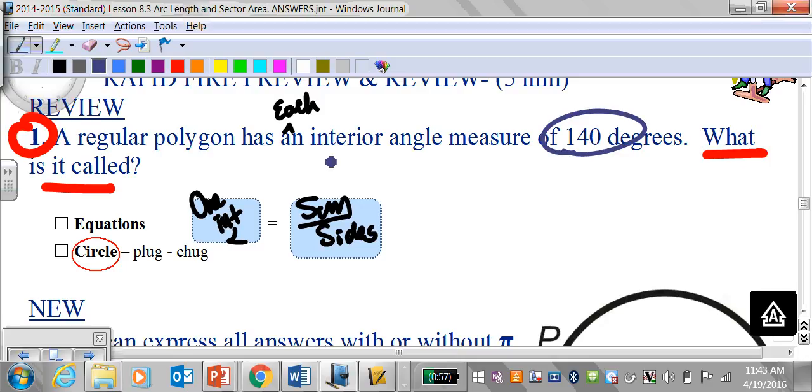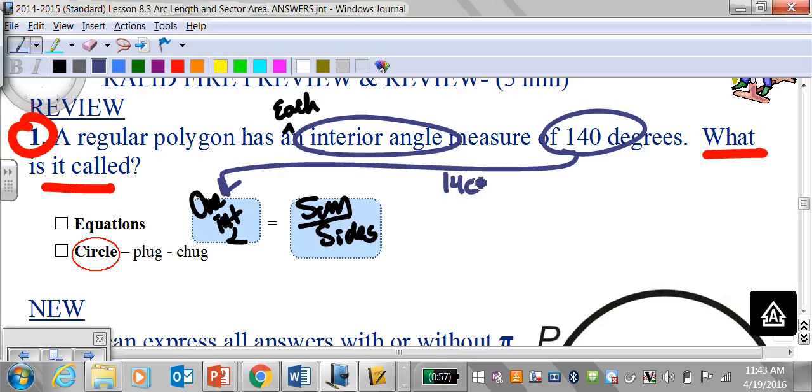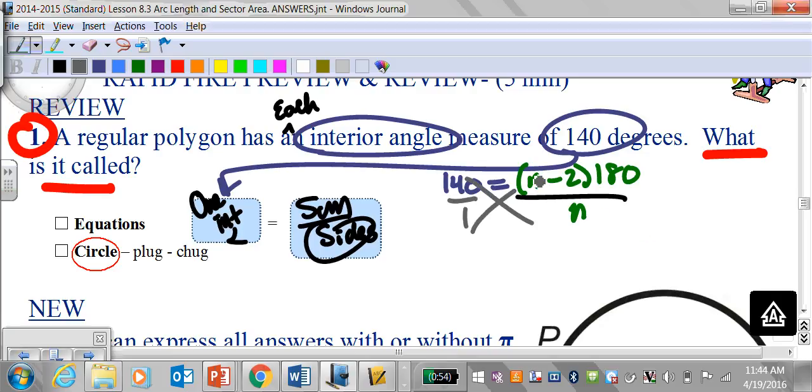Okay, now let's see what we actually have here. See that 140? Guess what the 140 is? It's the interior angle. So it's going to pop over here. Now the question is, Christian, this is for you. How do you find the sum of interior angles? Yes, sides minus 2 times 180, over sides, which is n.